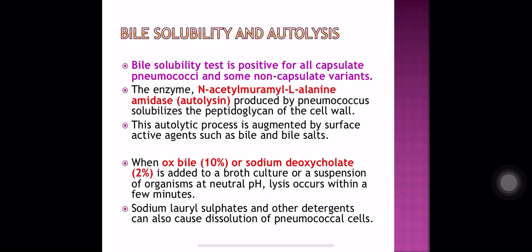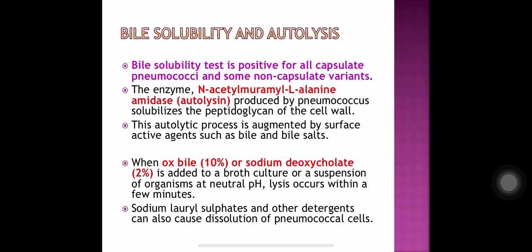Besides the inulin fermentation test, another test known as bile solubility is a feature of pneumococcus. In the bile solubility test, bile solution, sodium deoxycholate solution, is added to the culture, and the colony gets dissolved in the bile solution. This is called the bile solubility test, and it is positive in case of pneumococcus, while it is negative in case of other streptococci.